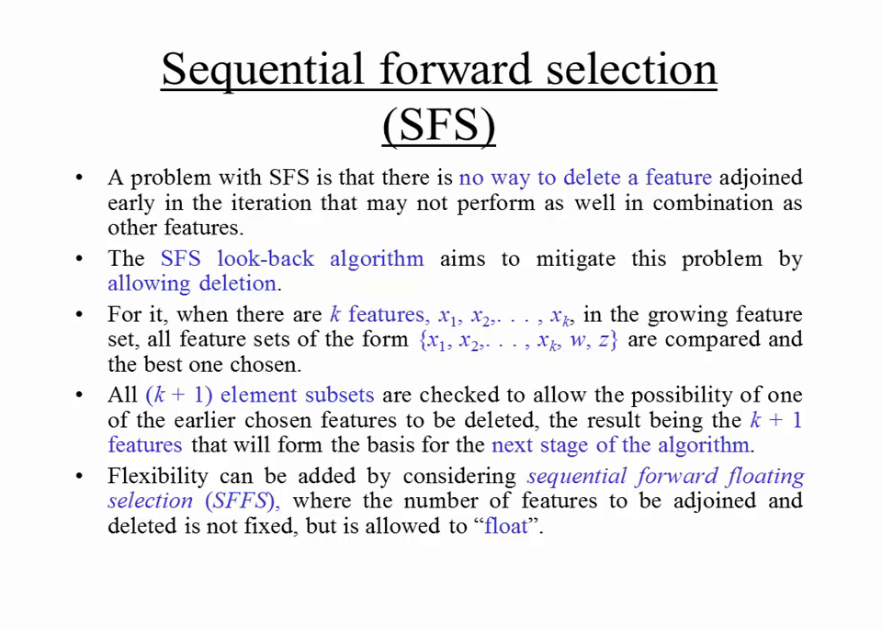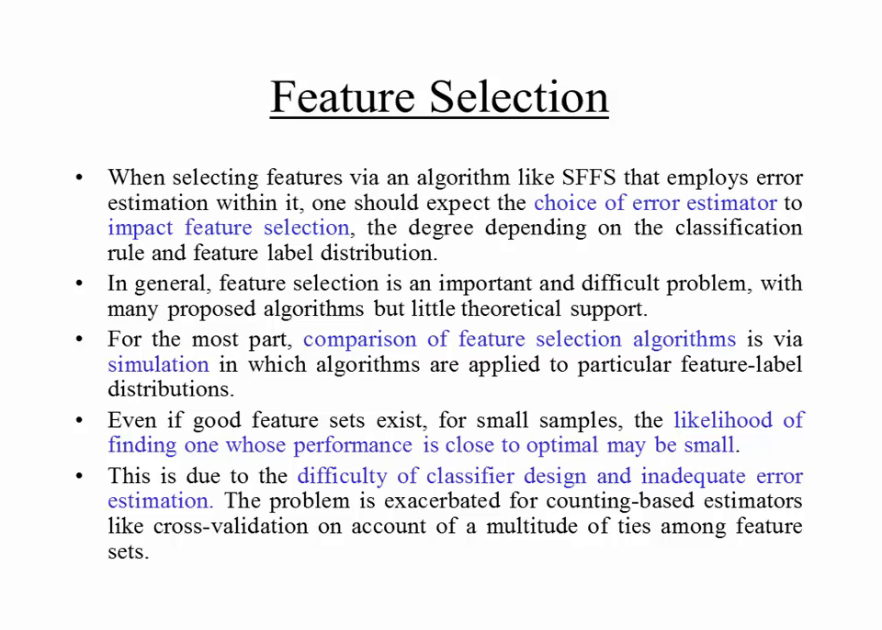Now flexibility can be added by considering sequential forward floating selection. You could let the number of features added float, where the number of features to be adjoined and deleted is not fixed but is allowed to float. Now when selecting features via an algorithm like sequential forward floating selection that employs error estimation within it, one should expect the choice of error estimation to impact feature selection, and the degree depends on the classification rule and also the feature-label distribution. In general, feature selection is an important and difficult problem with many proposed algorithms but little theoretical support.